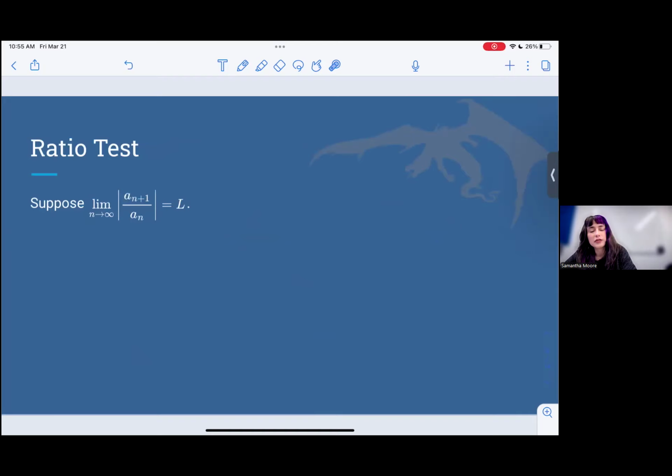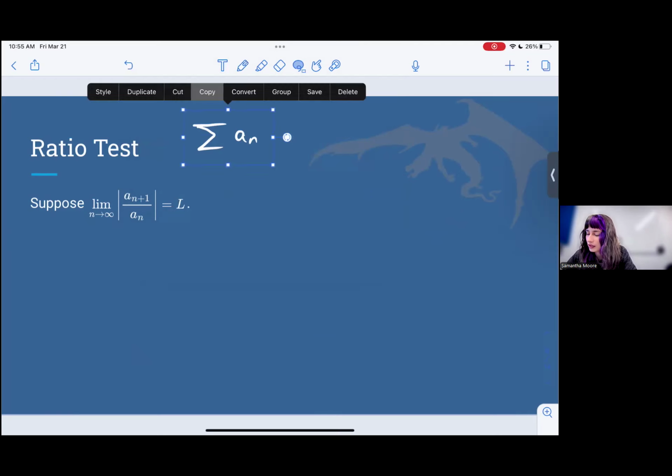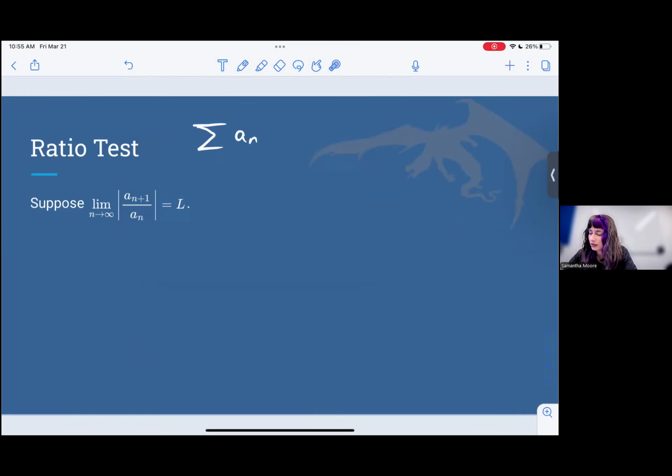Okay, so the ratio test, right? We're looking at some sort of sum of a_n's. And our ratio test tells us to consider the limit of the next term divided by the previous term and take the absolute value. Okay, and let's say that that limit equals L. So the ratio test says depending on what L equals, or what the value of L is, we're going to know different things about our original series.